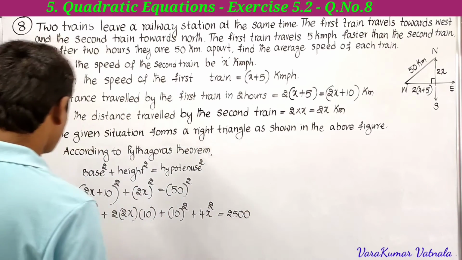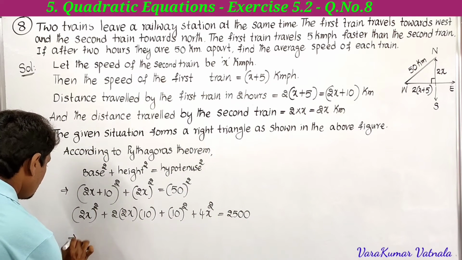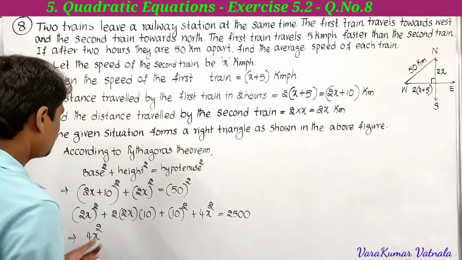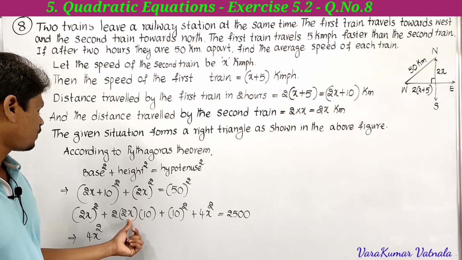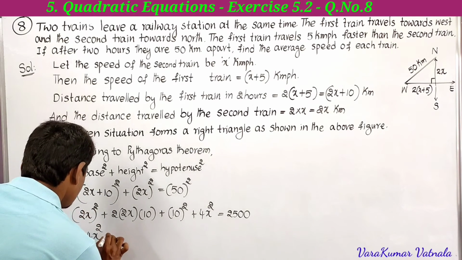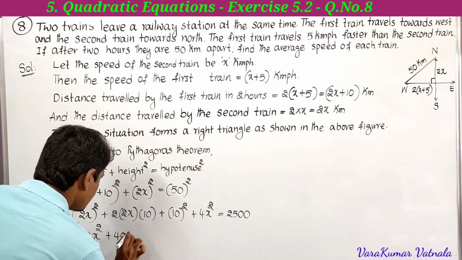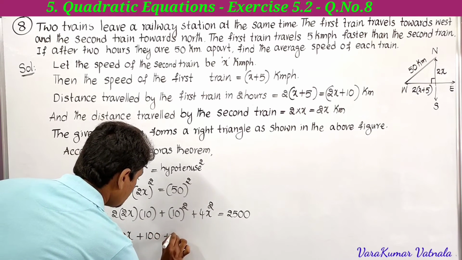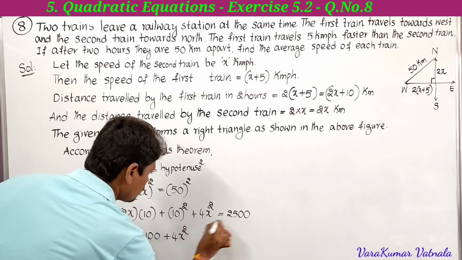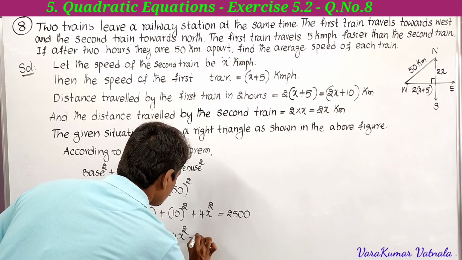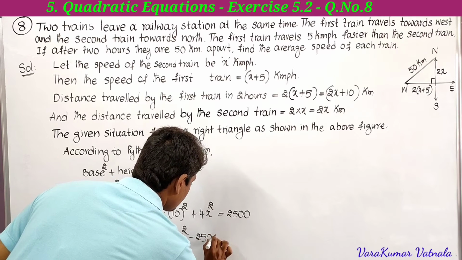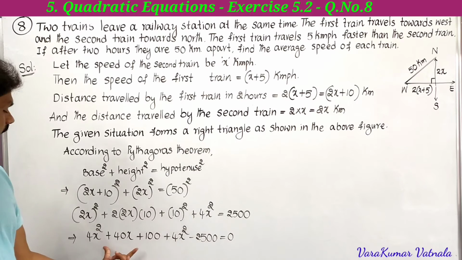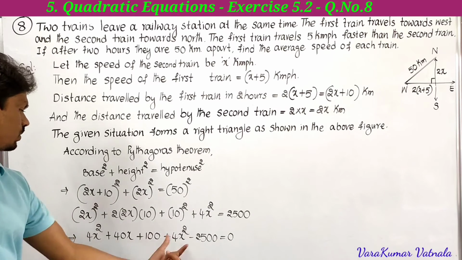Just we have to simplify again further. Here 2x whole square is 4x square. Here 2 into 2x is 4x. 4x into 10 is 40x. So plus 40x. Here 10 square is 100. Plus 4x square. Now take this 2500 to the left side. It becomes minus 2500 is equal to 0. Now we have to add the like terms, 4x square plus 4x square.